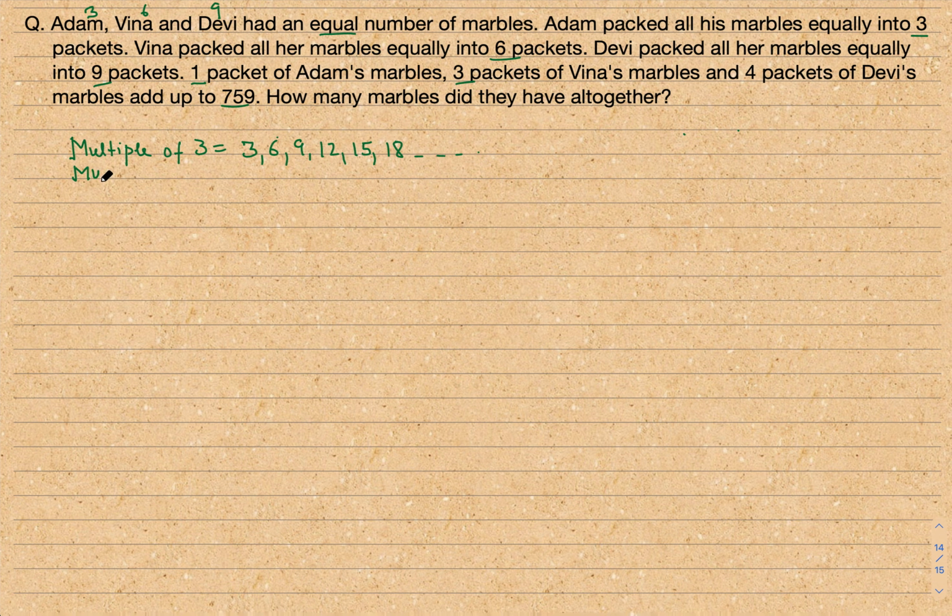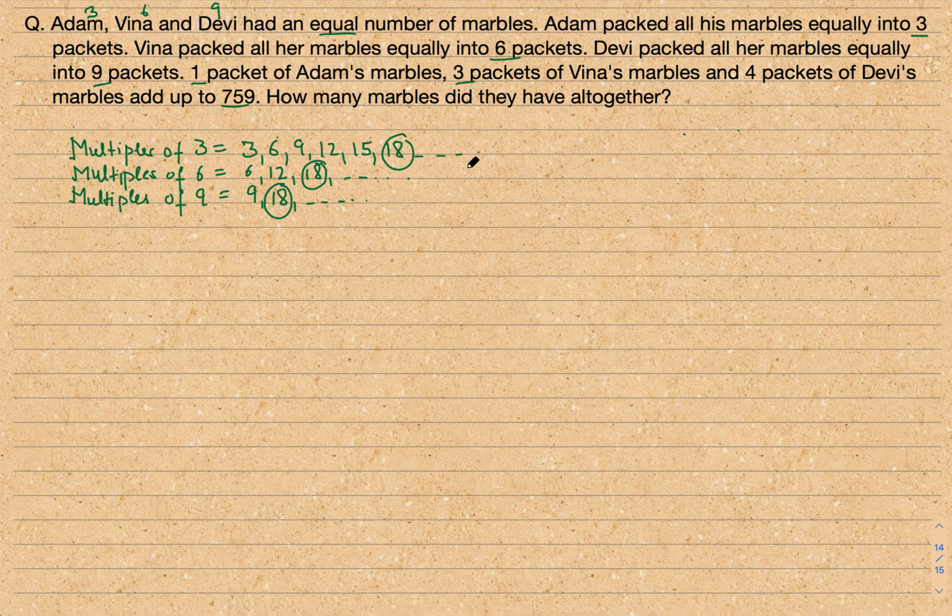Similarly, multiples of 6 will be 6, 12, 18, and so on and so forth. And then the multiples of 9 will be 9, 18, so on and so forth, right? So if you see carefully, what's the least common multiple that 3, 6 and 9 are having? 18, right? 18 is the least common multiple of 3, 6 and 9.